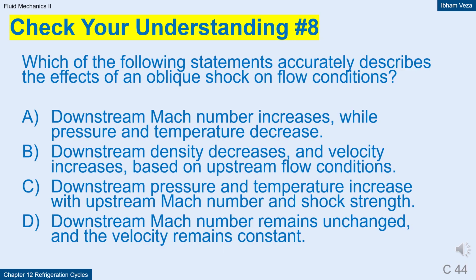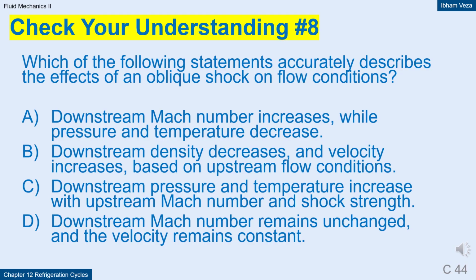B. Downstream density decreases and velocity increases based on upstream flow conditions. This is incorrect as the downstream density increases and velocity decreases after the shock, which is the opposite of what is stated here. C. Downstream pressure and temperature increase with upstream Mach number and shock strength.